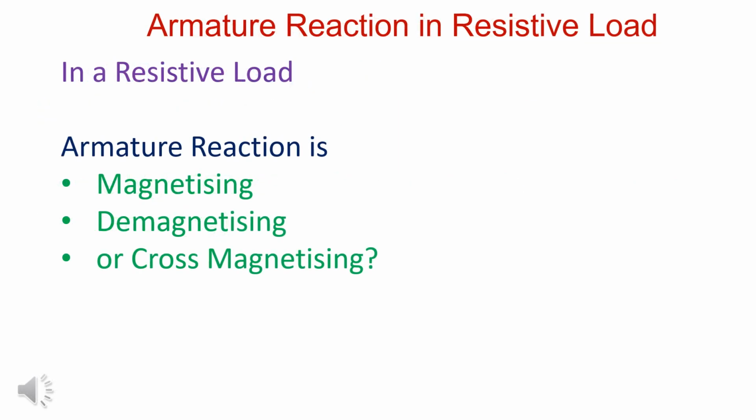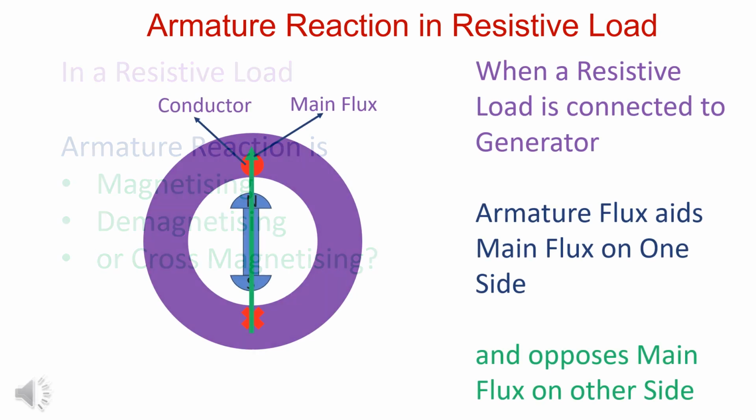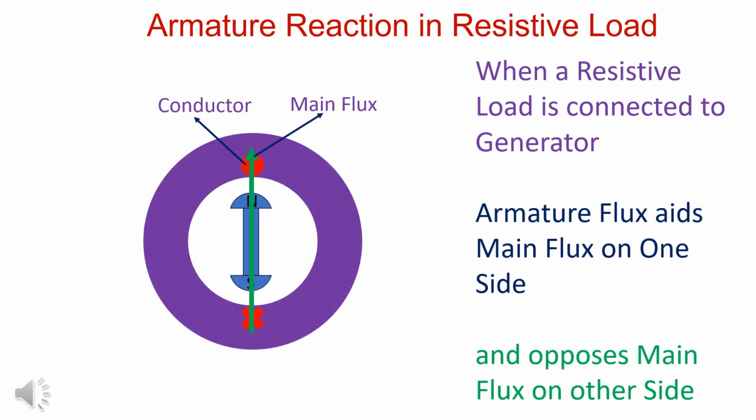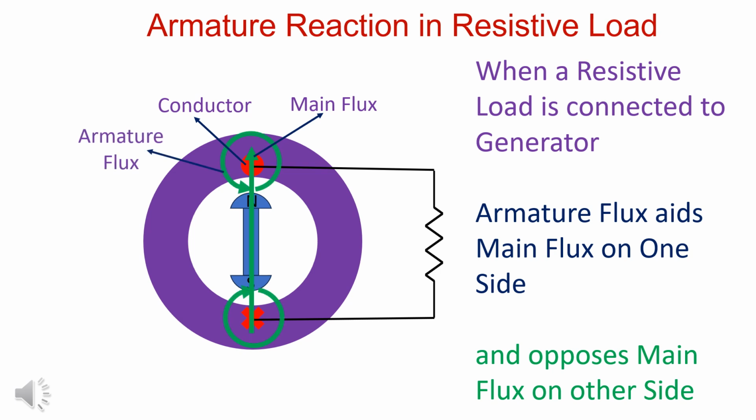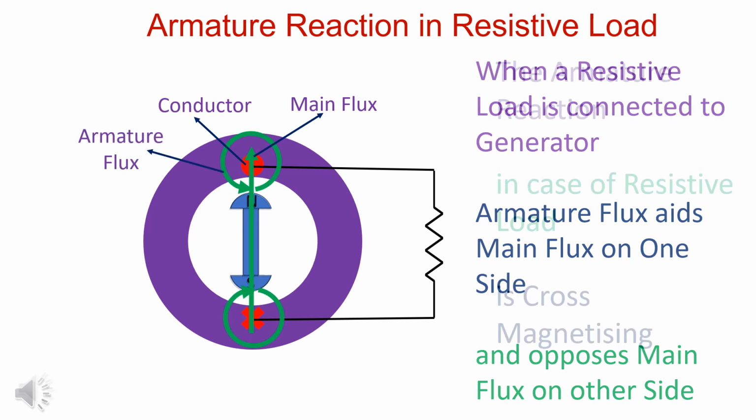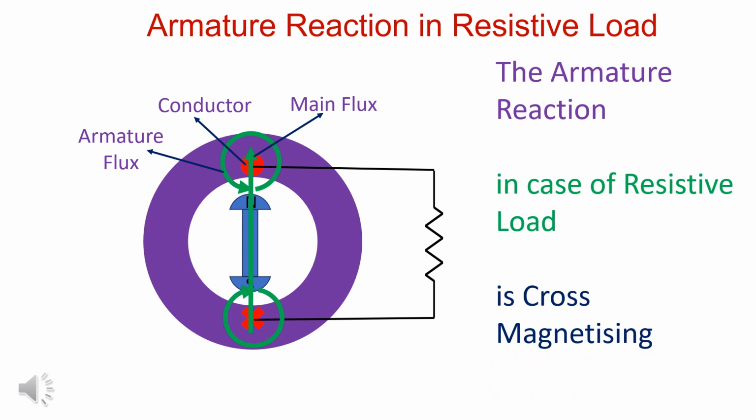In a resistive load, is armature reaction magnetizing, demagnetizing, or cross-magnetizing? In case of a resistive load, armature flux aids main flux on one side and opposes it on the other side. Armature reaction is cross-magnetizing in case of a resistive load.